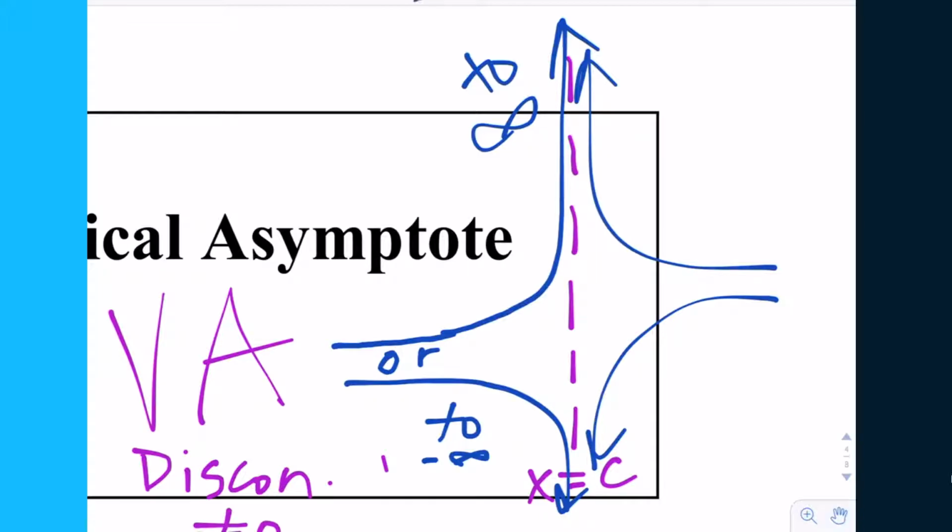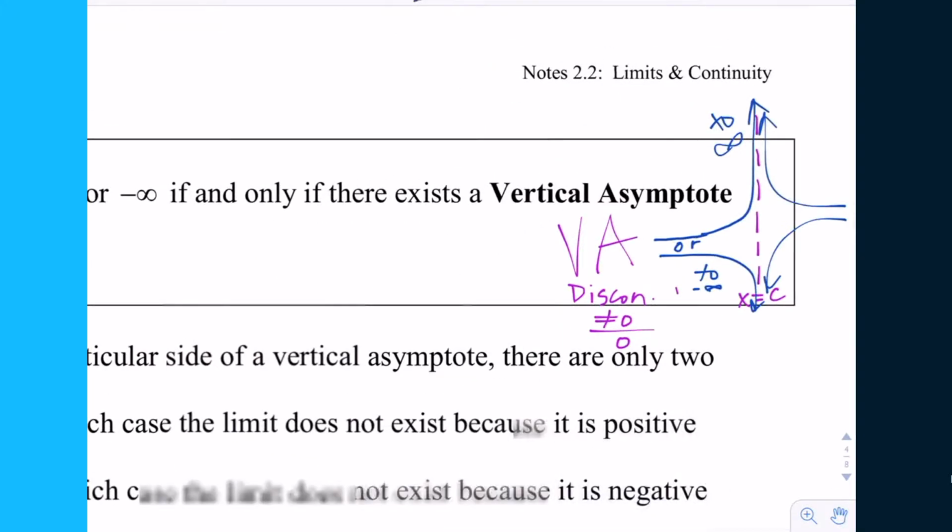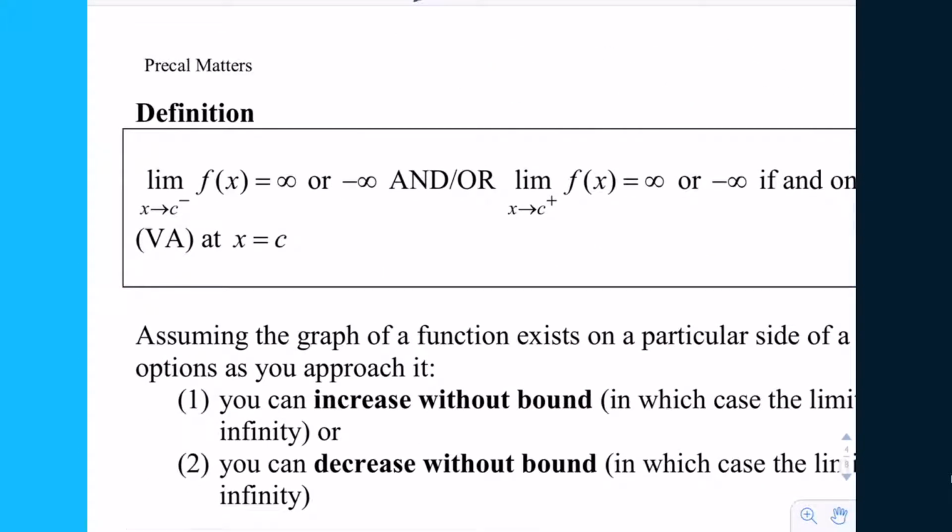Okay? Now, let's define that. Here it is in the box. And it's exactly what we said.